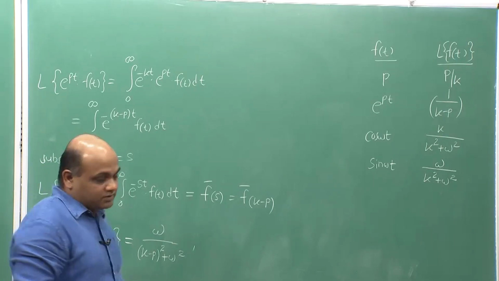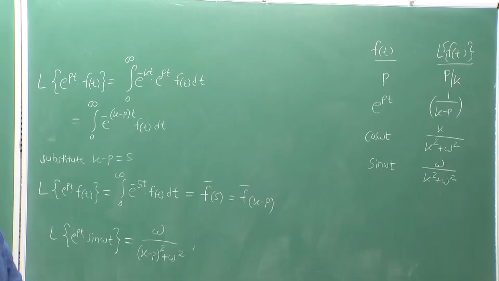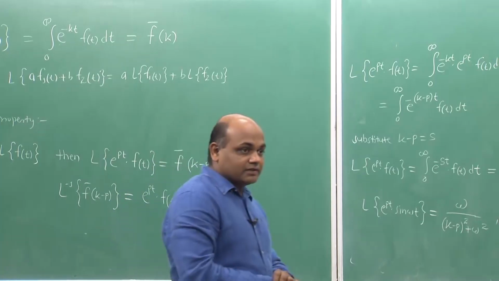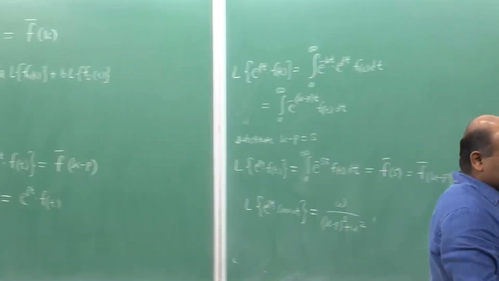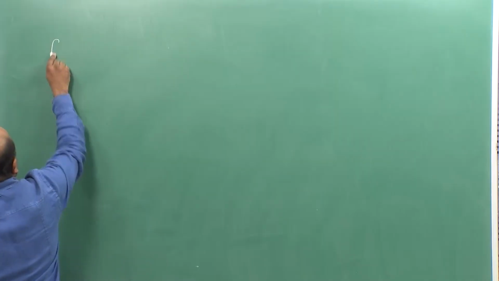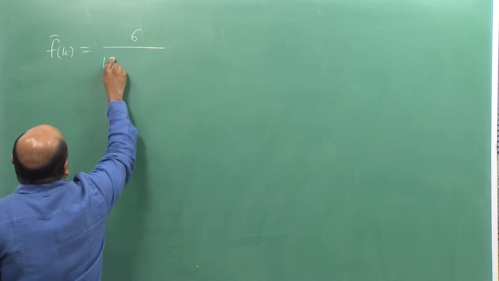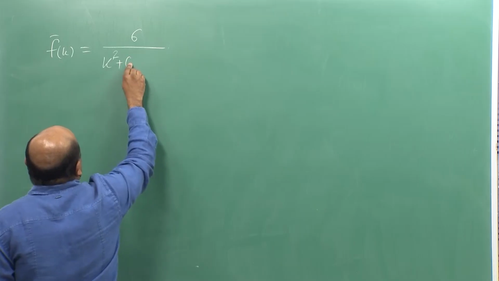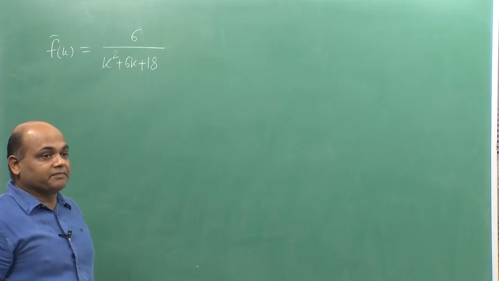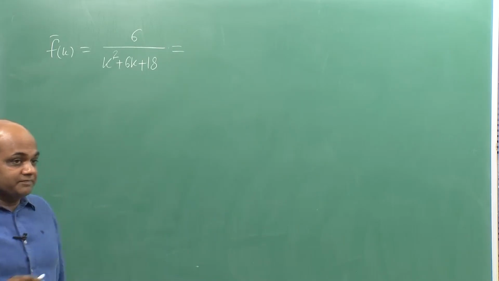Now, this property especially becomes handy when we are trying to find inverse Laplace transforms of some complicated function, right. So, let us see one example. Let us try to find the inverse Laplace transform of a function. So, f bar of k is 6 over k square plus 6k plus 18, right. So, how do we go about this?